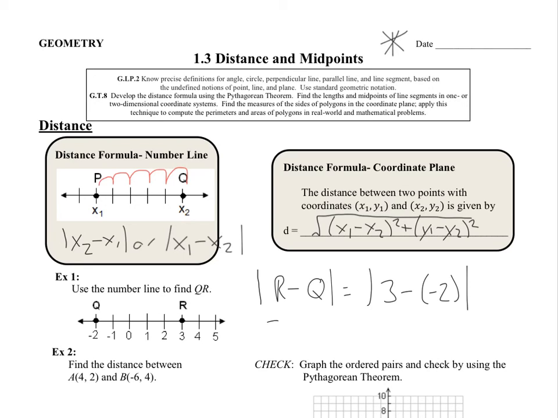This comes out to be 3 minus -2 can change to positive. So this is the same as the absolute value of 5. Now remember, absolute value makes whatever is on the inside of the absolute value sign a positive number. Now 5 is already positive, so it just stays as positive 5.